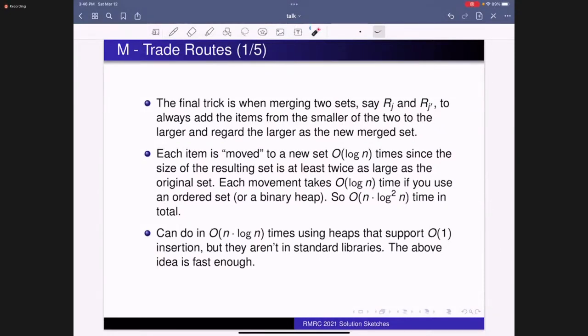So this is the final trick. If you do this, always moving the smaller to the larger and then letting the larger of the two represent the merge, then every item moves at most log n times. So the total running time is n log squared n. Every item moves log n times. Whenever it does it, it's log n time because it's a binary heap or an ordered set or something. And finally, that will be for every item. So there's n items. It is possible to do this in n log n time, but it's hard to do it by just relying on standard libraries. This idea was fast enough and it's all that I have in my solution.